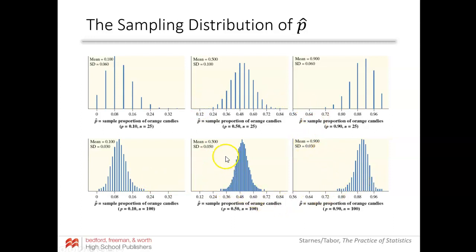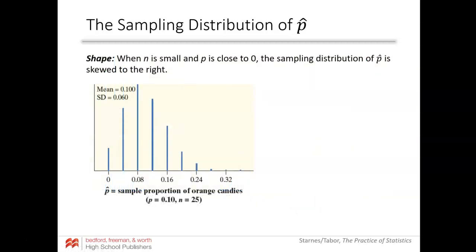You might notice these in the middle have population proportion values of 0.5. Compare that to what's on the left side and the right side. You see some skewedness: this one is skewed to the right, this one is skewed to the left. So maybe that has something to do with the value of p.